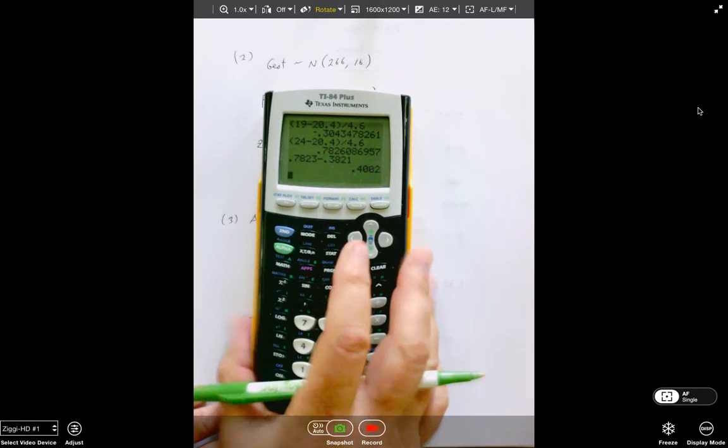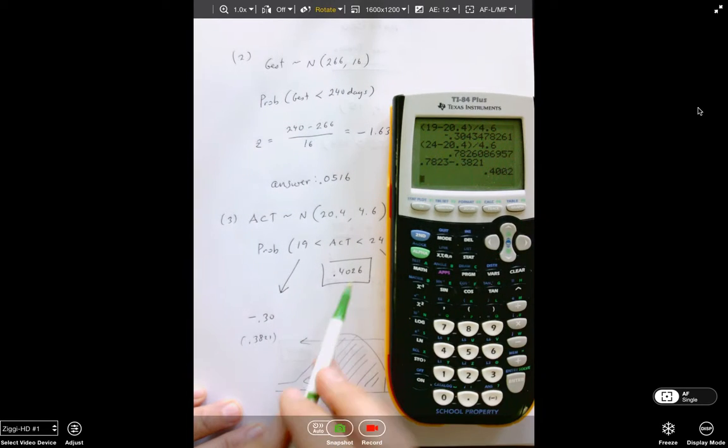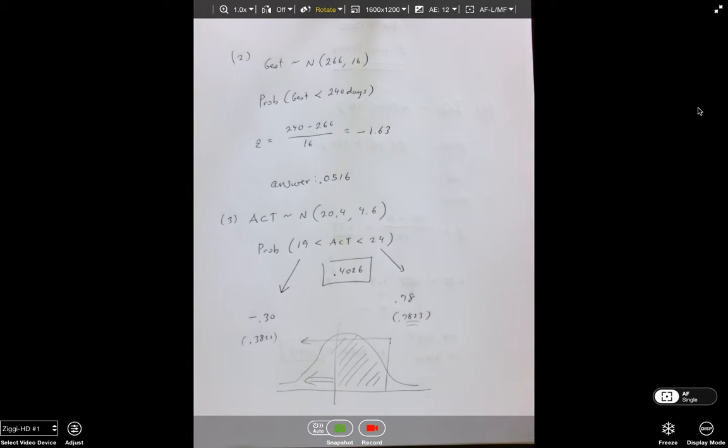And I get 0.002. Got us off a little bit. This is a better answer. This is approximated because our z-scores are. So guys, do what you want to do.